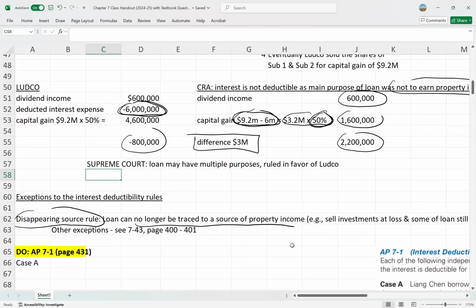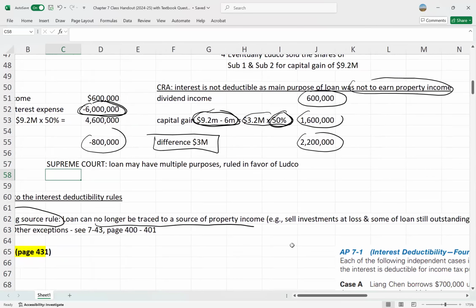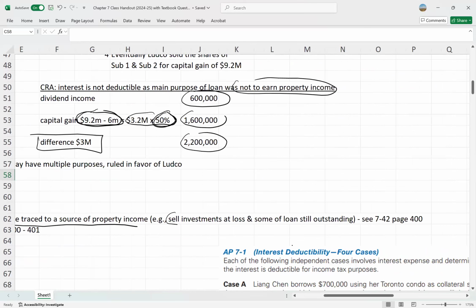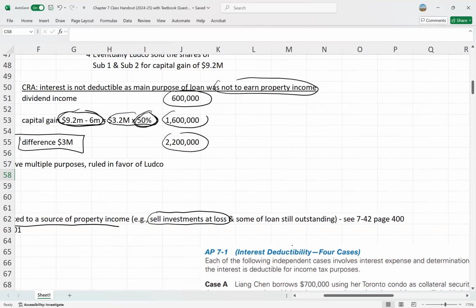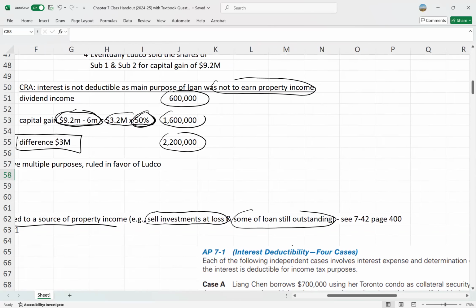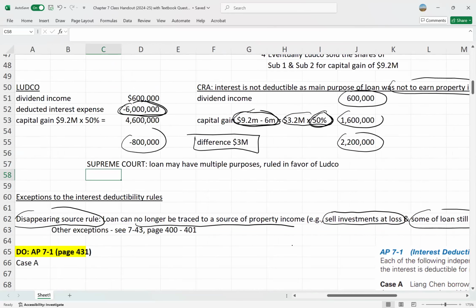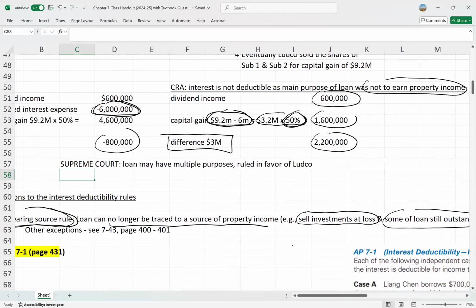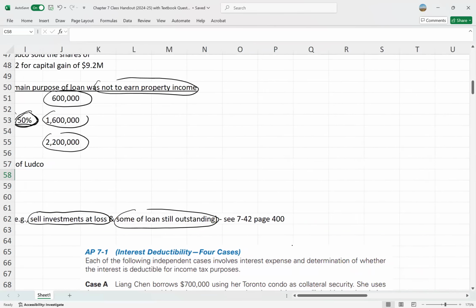source of income. Well, what if you borrow money to buy some shares? And let's say those shares end up dropping in value, and you think, okay, I need to sell the shares before I lose all my money. So you sell the shares at a loss, but there's still some loan outstanding. Can you still deduct the interest even though the shares have been sold? The source has disappeared. And the disappearing source rule says, yes, you can still deduct the interest even though you sold those shares.